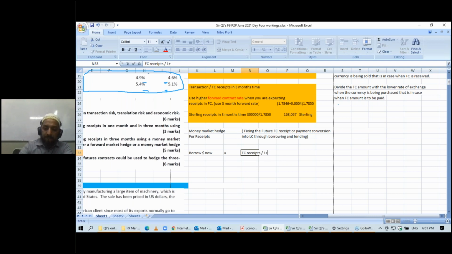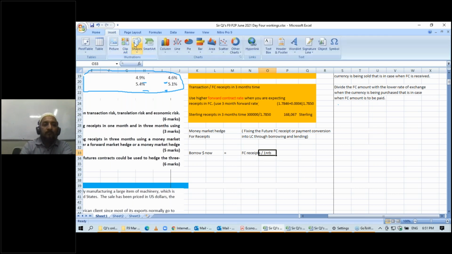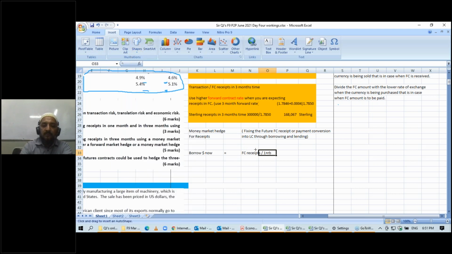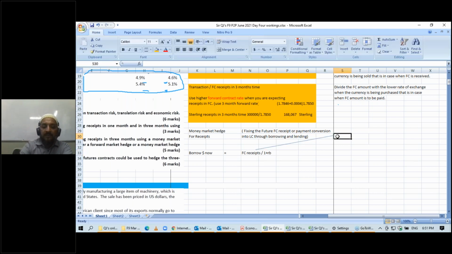1 plus RB. R stands for the rate and B for the borrowing rate, right? So RB means borrowing rate. Now, why has the borrowing rate been used to calculate present value? Because you are borrowing, right? So that's why I've used the borrowing rate. So let me make it clear that this working is for calculating the present value of foreign currency receipts.